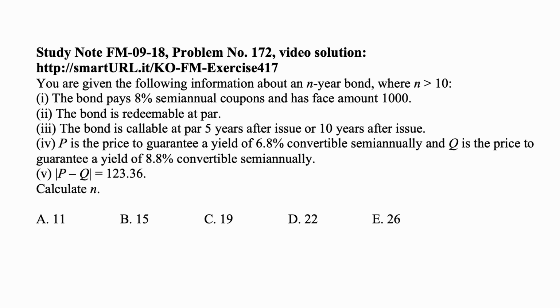P is the price to guarantee a yield of 6.8% convertible semi-annually, and Q is the price to guarantee a yield of 8.8% convertible semi-annually. And 6.8% per year convertible semi-annually means 3.4% per half a year. And 8.8% convertible semi-annually means 4.4% per half a year. The absolute value of P minus Q is equal to 123.36. Calculate n.